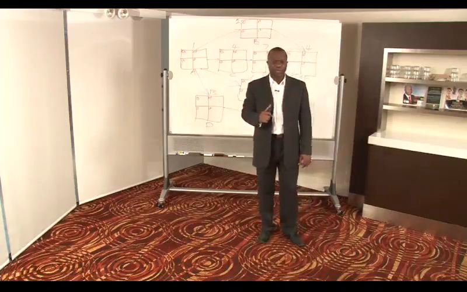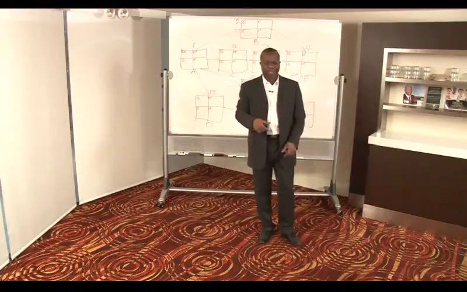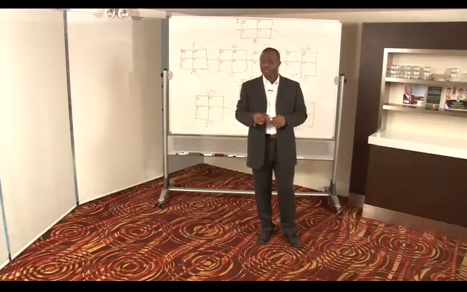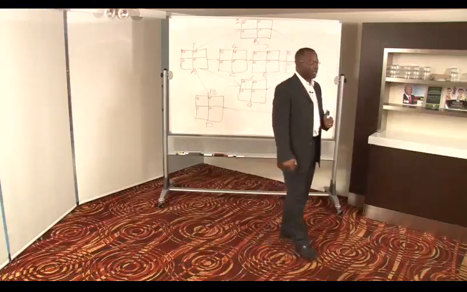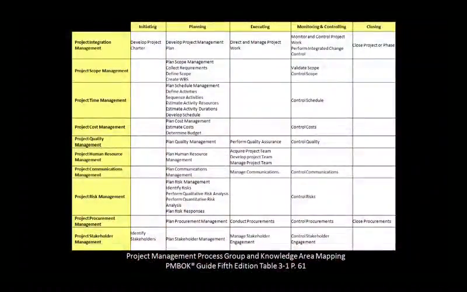ADM, we'll also take a look at some ADM stuff and crashing, fast tracking, leads, lags, slack, float, terms like that. So take a look here. We're going to talk about quite a few things. But when you break time management down, there are 6 things here. Plan schedule management, define activities, sequence activities, estimate activity resources, estimate activity durations, develop schedule, and control schedule.